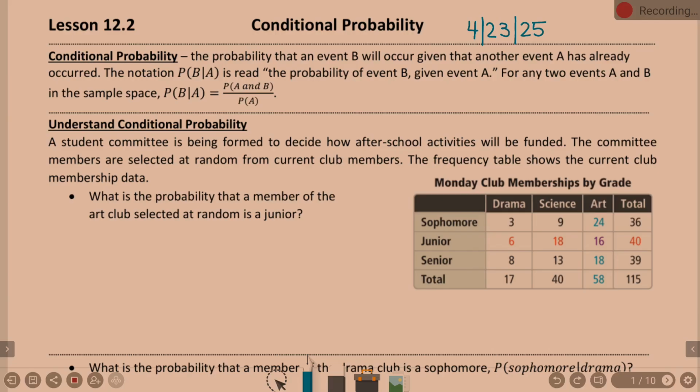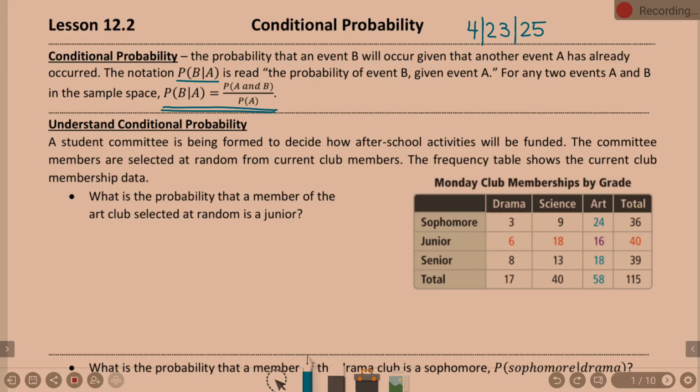So conditional probability: the probability that an event B will occur given that another event A has already occurred. The notation looks like P of B, and I shouldn't even say slash because it's a vertical line, but what that says is the probability of event B given event A. So for any two events, A and B, in the sample space, the probability of B given A is equal to the probability of A and B over the probability of A.